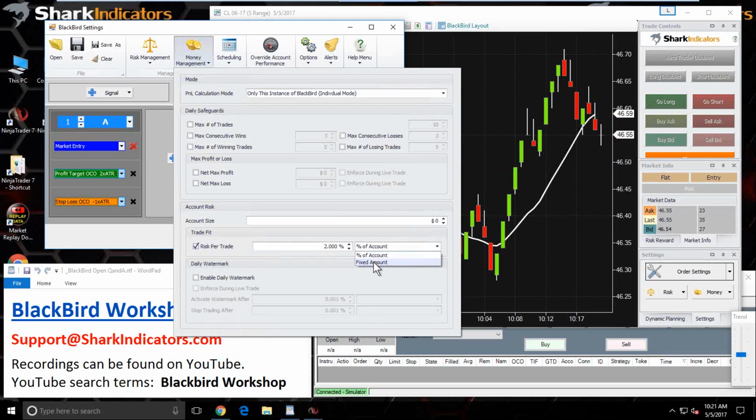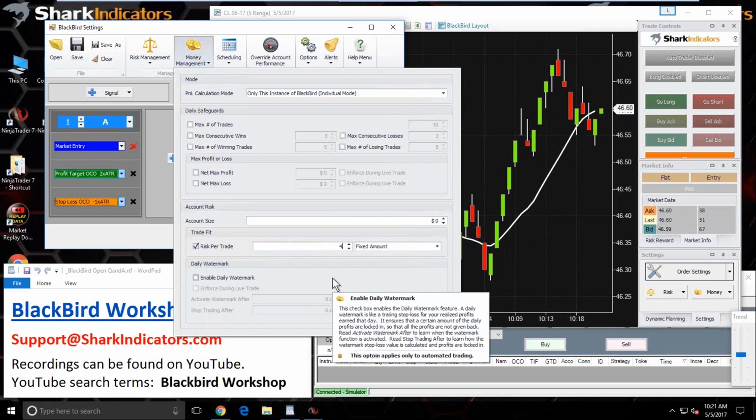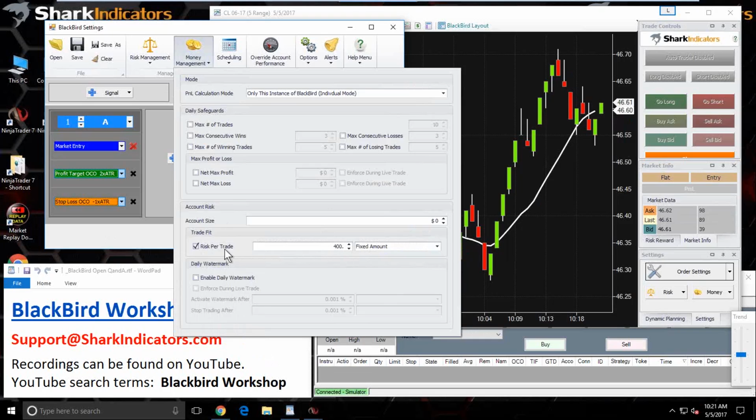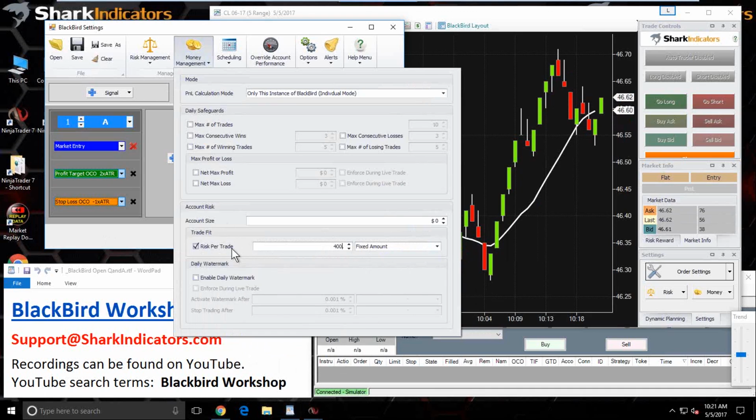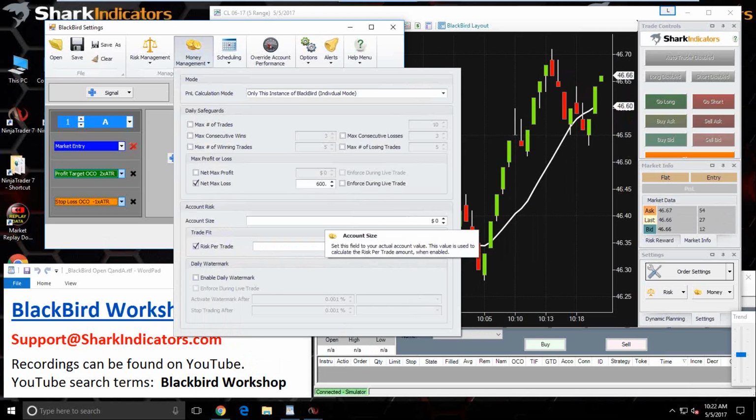So we're going to change the variable here to a fixed amount, and then we'll put in 400 for a $400 risk per trade. And then the second option here is the maximum daily loss per day. So that would be your net max loss per day right there, like so.